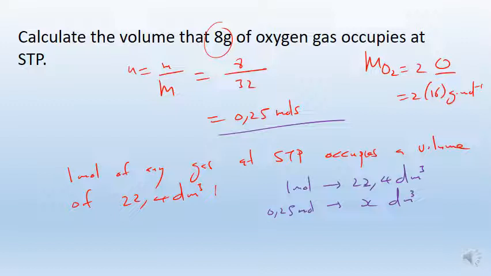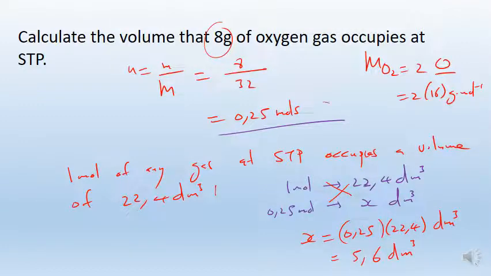And what we do then is just cross multiply, in some sense, if I think of it that way. So X times 1 is X. So the volume occupied will be 0,25 times 22,4 decimeter cubed. And you can check this out. It turns out to be 5,6 decimeter cubed. So 0.25 moles of oxygen, or 8 grams of oxygen, occupies a volume of 5,6 decimeter cubed. So that's pretty straightforward at STP.